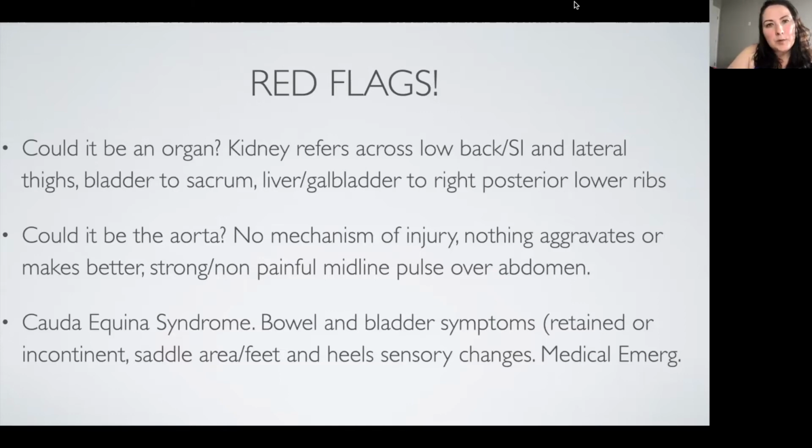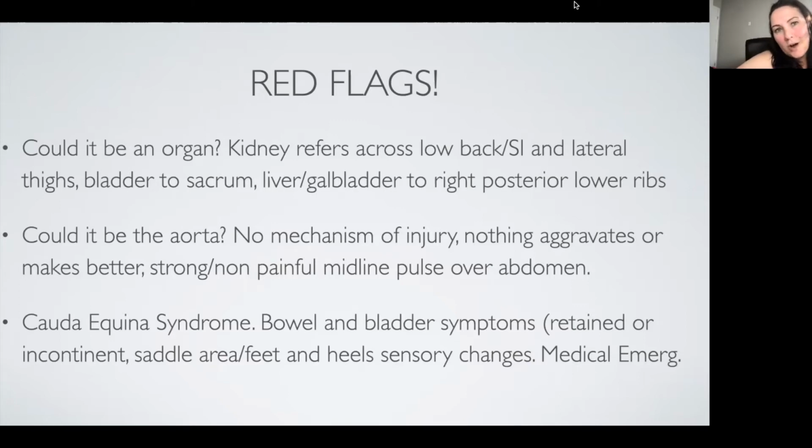And then also the presence of a strong, non-painful midline pulse over the abdomen. So in the case of an abdominal aortic aneurysm, there's a very palpable, strong pulse over the middle of the abdomen. And so those are some signals that there's something bigger going on than just low back pain.